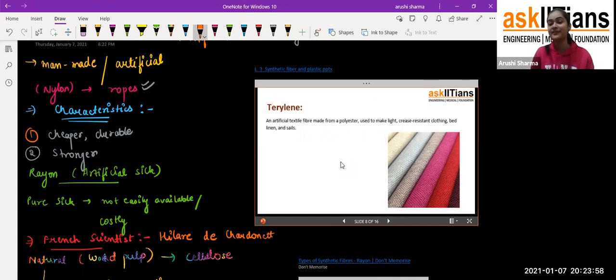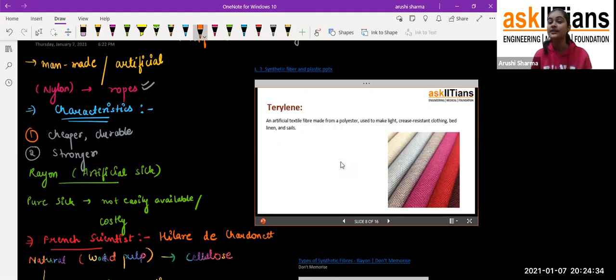you can imagine that we always sit on our beds on bed sheets, and if we sleep on them, they can get creased. But terylene bed sheets do not get any crease, so we don't need to iron our bed sheets. That is the reason we use terylene at such places where we don't want to iron, like bed sheets and curtains, which we also don't have to iron again and again. So that is why terylene was produced, so that we have one type of fabric that we don't have to iron again and again.